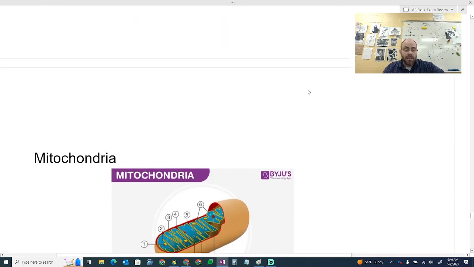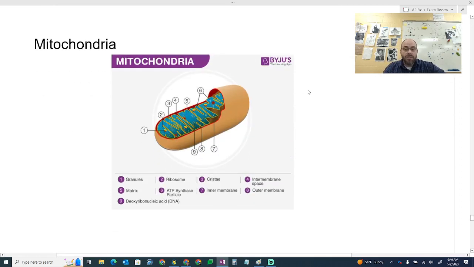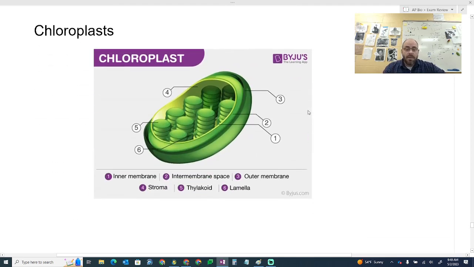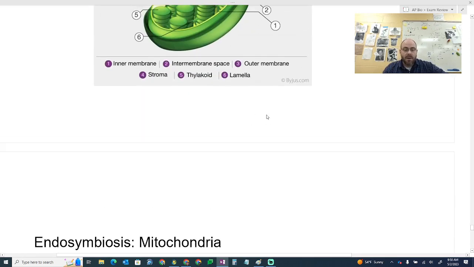Lysosome, similar idea. Mitochondria, compartmentalization of cellular respiration. It doesn't happen just anywhere, it happens here. And the same thing with chloroplast. Photosynthesis doesn't just happen anywhere. If it did, it would be less efficient, but it happens in these places that are made specifically for photosynthesis. That is the concept of compartmentalization.